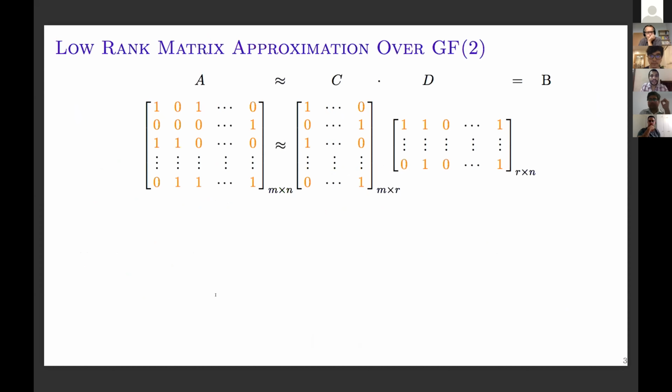So what is low rank matrix approximation over GF2? As I mentioned before, we are given a matrix A, and we are also given an integer r. Our objective is to find a matrix B of low rank r, which means that B can be written as C times D, where the number of columns in C is at most r, and the number of rows in D is at most r. In the case of approximation over GF2, this product is over GF2. And the objective is to find B equal to C times D such that some norm of A minus B is minimized.